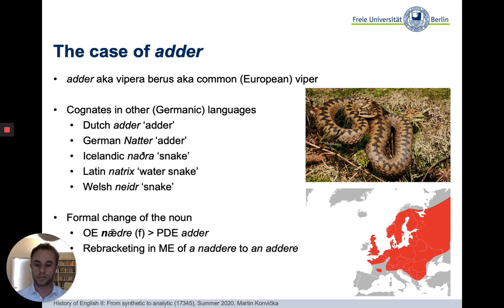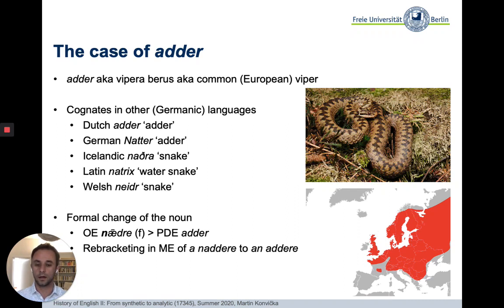We call it rebracketing, right? So this happens in English, in Middle English, where you have the combination of "a nadere," the word for adder, and the indefinite article. "A nadere" gets rebracketed, reanalyzed, not as "a nadere" but "an adere," right? So the N sort of shifts from the one word to the other.